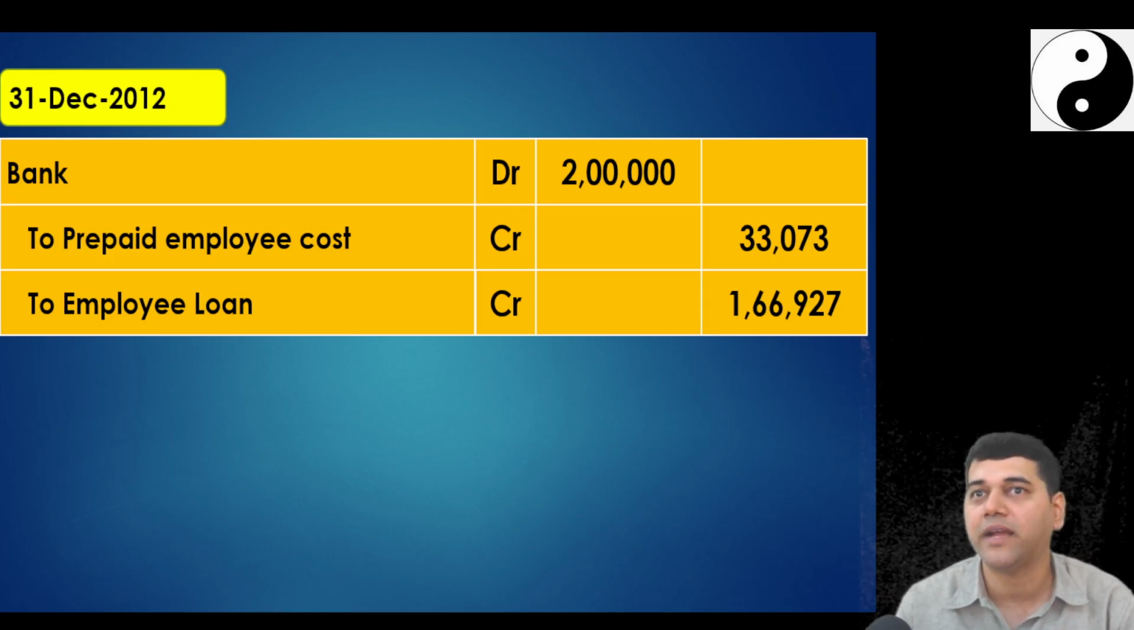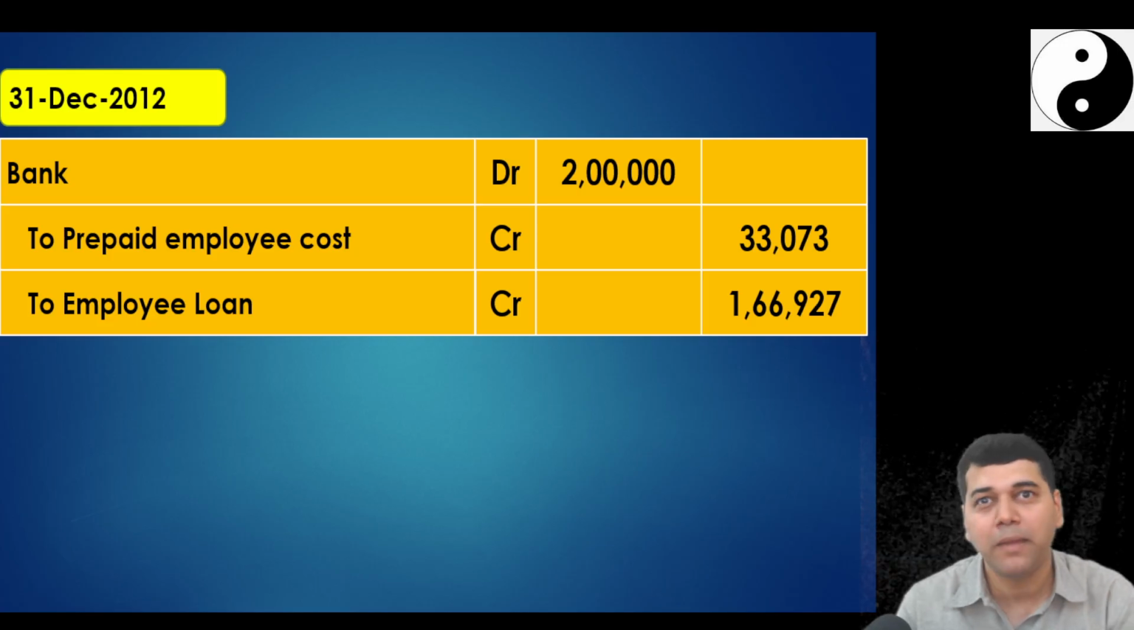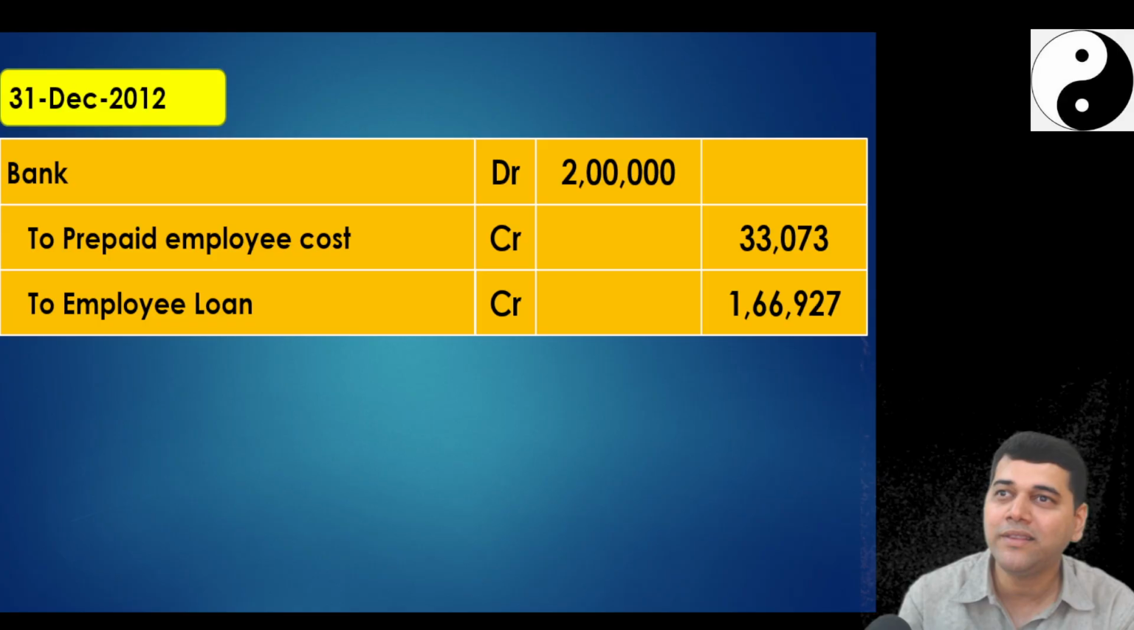Employee loan account debit to bank, how much? 10 lakh. And when he repays 2 lakh, what is your accounting entry? Bank to employee loan, how much? 2 lakhs. Finished, no? Anybody in the world will understand.